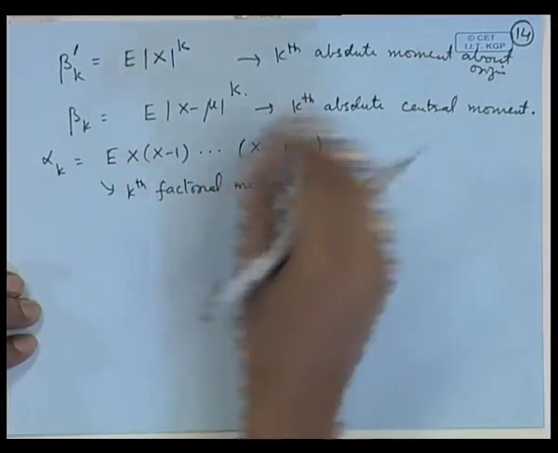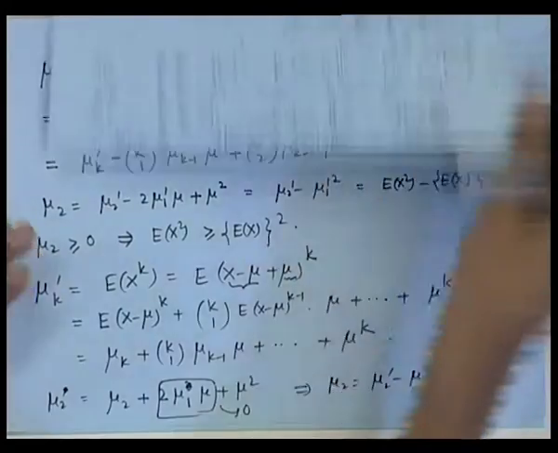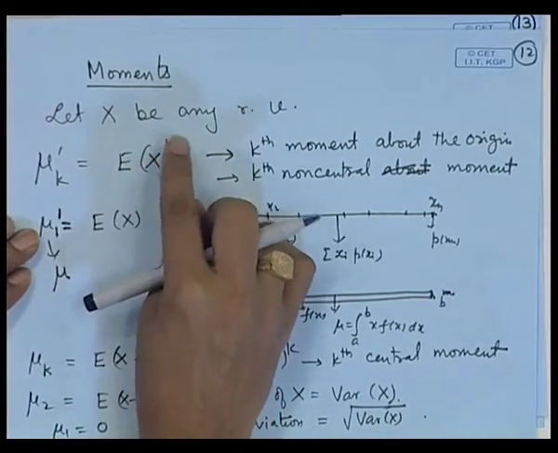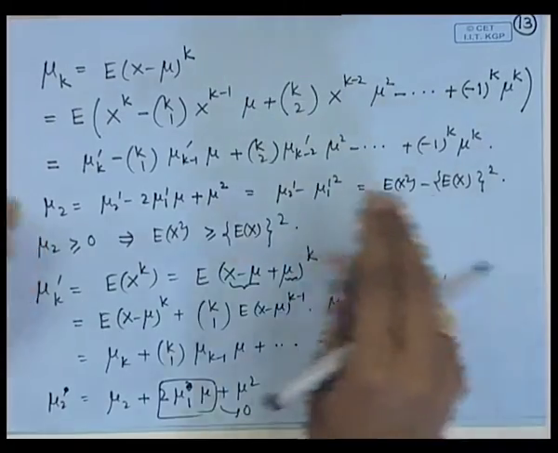In all the definitions of the moments, the basic thing is that these expectations must exist. For example, expectation of modulus x to the power k must exist, expectation of modulus x minus mu to the power k must exist. That means, the corresponding integrals or the summations must be absolutely convergent. In some cases, a lower order moment may exist, a higher order moment may not exist.